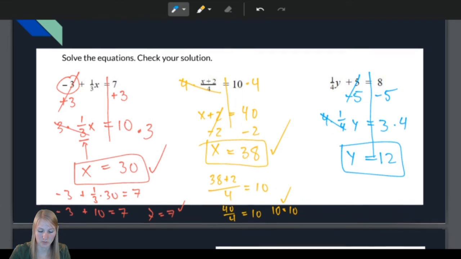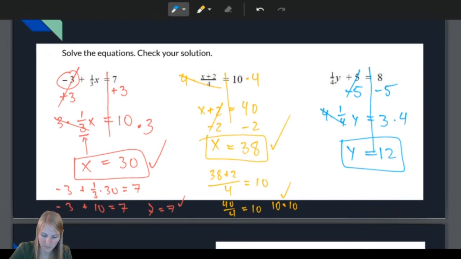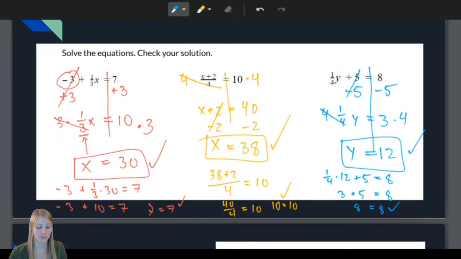Let's check our answer, make sure that we were right. 1/4 times 12 plus 5 equals 8. 1/4 times 12, 12 divided by 4 is 3, plus 5 equals 8. 8 equals 8. Booyah! Y does indeed equal 12.